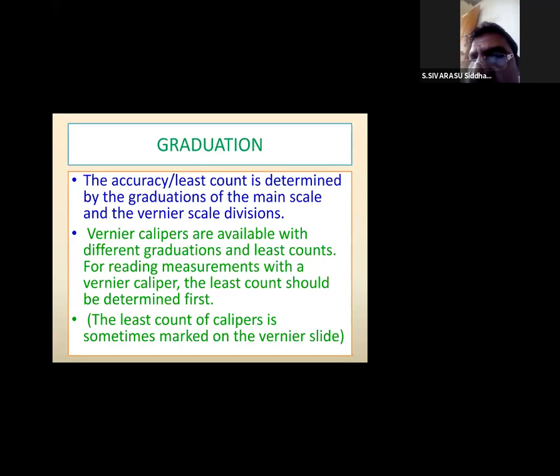The graduation and the accuracy are determined by the graduations marked in the Vernier scale divisions as well as the main scale divisions. For reading the Vernier scale, first determine the least count. Sometimes in a Vernier caliper, the least count is marked on the Vernier slide. In some Vernier calipers it is marked. If it is not marked, no problem. I will show you how to calculate the least count.